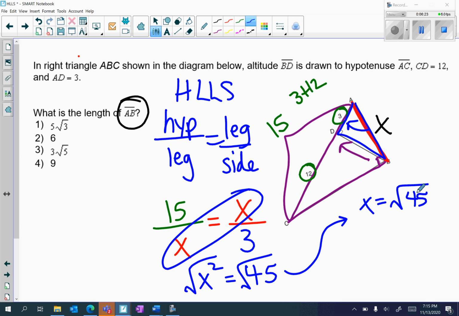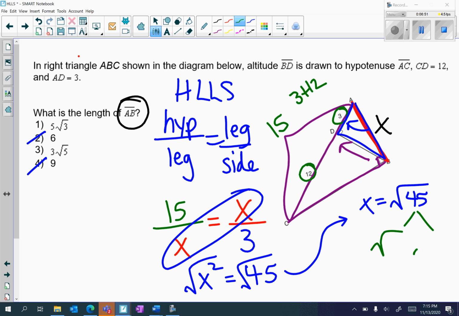But radical 45 is not an answer, which means I have to simplify radical 45. So I have two ways to do this. I can type radical 45 into my calculator and get a decimal and match that decimal to all of the answer choices. So obviously it can't be choice 2 or choice 4 because 6 and 9 are not equivalent to radical 45. Or I can simplify this.